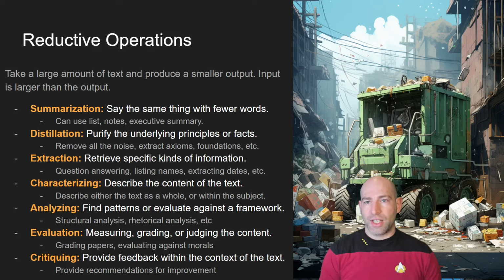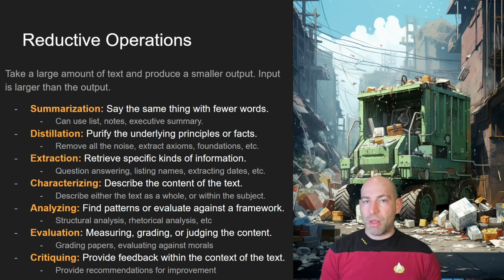So, for instance, an executive summary gives you just a high level overview or the core assertion without actually trying to say the same thing over again. Distillation is a very useful one, which is basically you're telling it to purify the core underlying principle or fact. This removes a lot of noise. Extraction is what a lot of people are really familiar with already because that comes from older NLP, such as answering questions, named entity extraction, getting dates and numbers, that sort of thing.